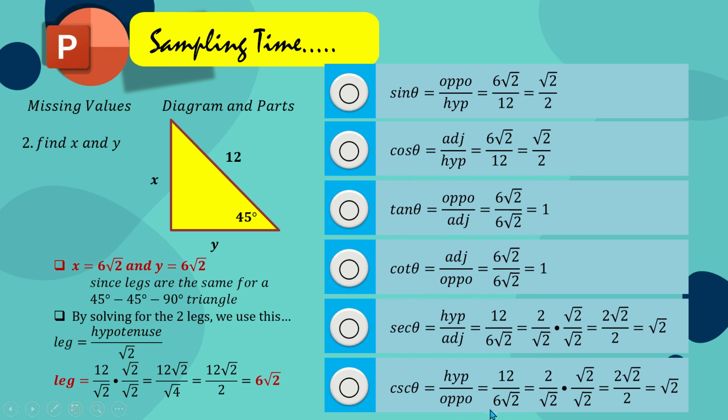So 12 divided by 6 is 2 over square root of 2. Rationalize times square root of 2 over square root of 2. So 2 square root of 2. Square root of 2 times square root of 2 is square root of 4. Ang square root of 4 kay 2. So 2 divided by 2 is 1. So our answer is square root of 2 or 1 square root of 2.